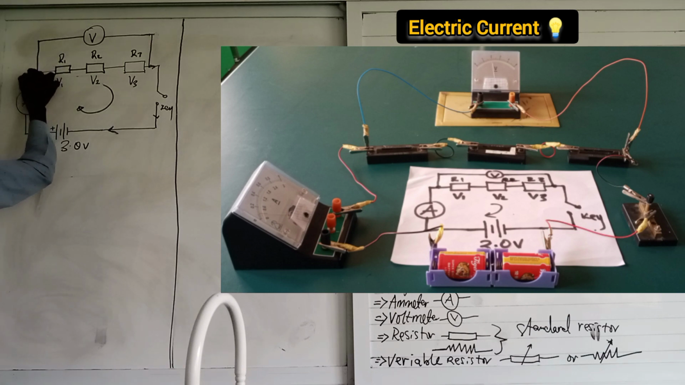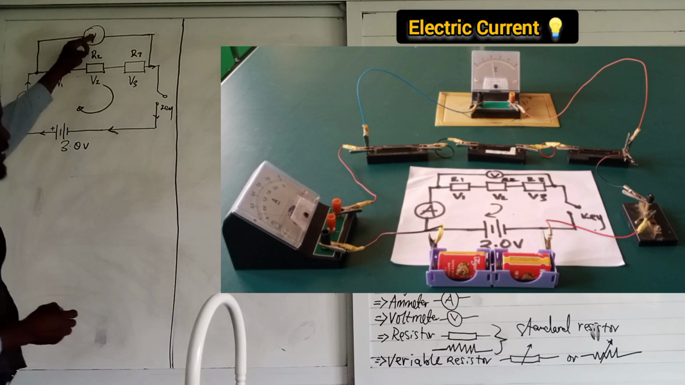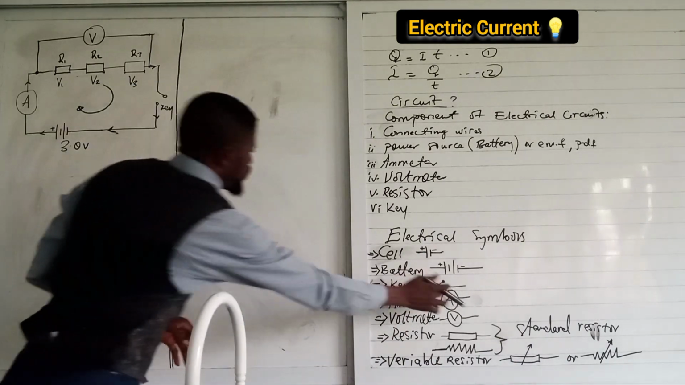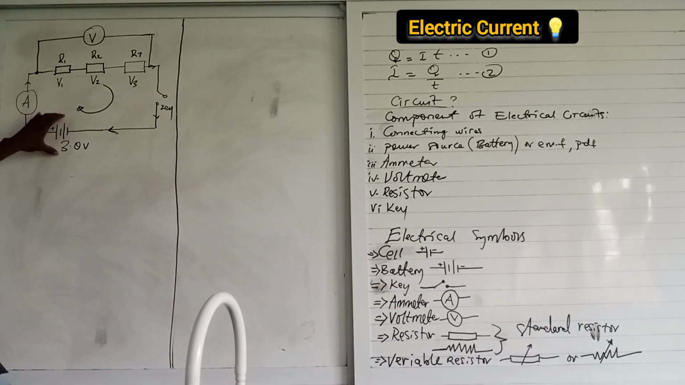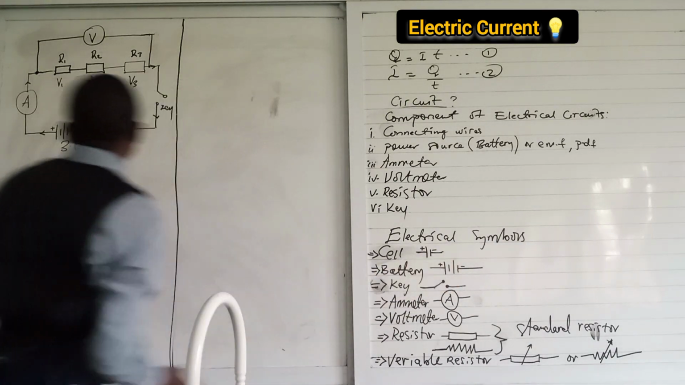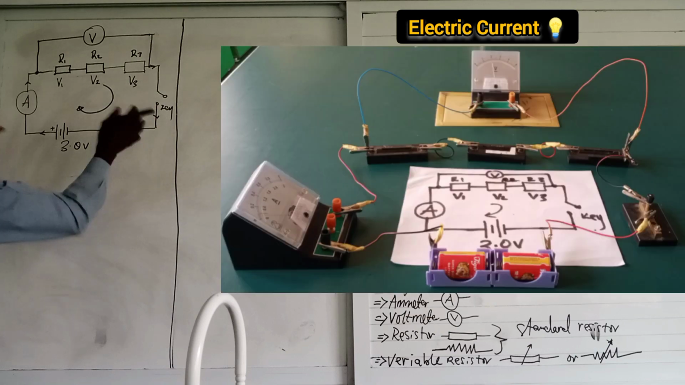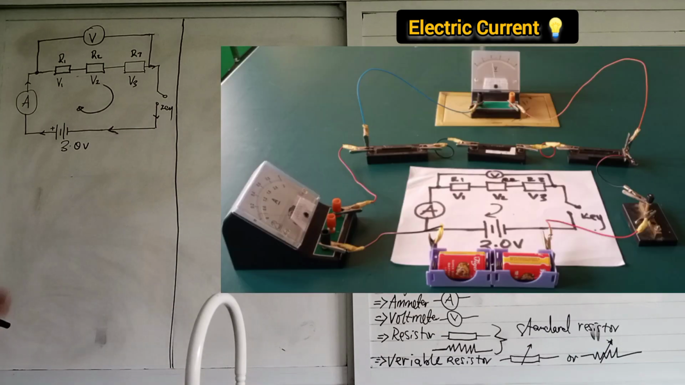Good. So we have a complete electrical circuit. We have the voltmeter, which was here. We have the ammeter, which was here. We have the battery, which was here. We have the connecting wires. We have the resistors. We have the key. So this is a complete electrical circuit for series resistors.